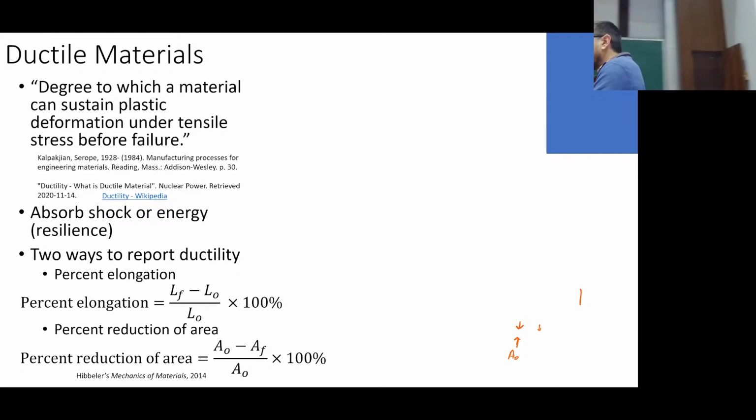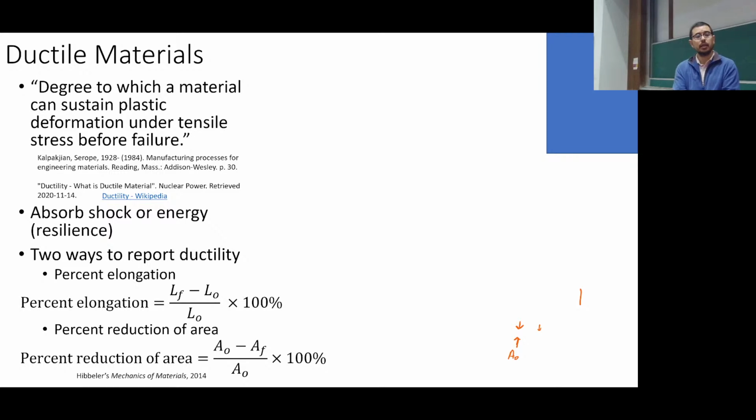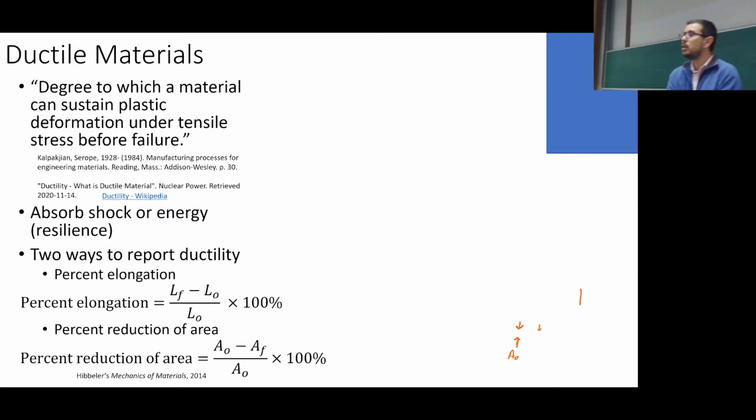A lot of the brittle materials, like the glasses and ceramics, or high carbon materials like cast iron, those materials will essentially have a brittle failure, right?